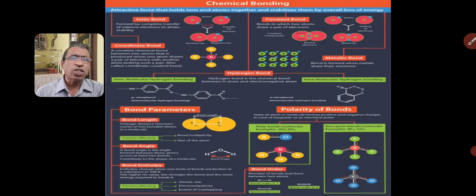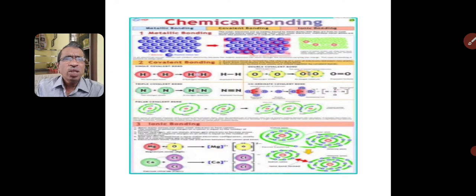Now this is a slide that shows how exactly the ionic bond is formed, the covalent bond is formed, what the bond parameters are, and what the polarities of the bonds are. Even the hydrogen bond is shown in this slide. All types of the bonds are shown in this slide. So go through this slide, which you have already studied in the earlier class. This is also another slide showing the types of the bonds that we have studied now.